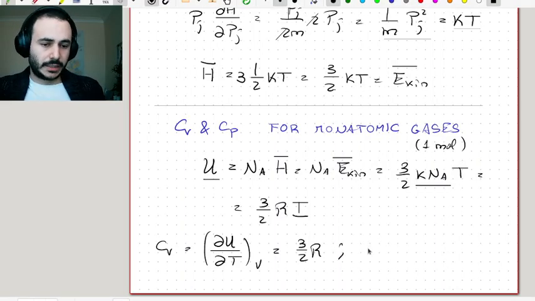And how do we calculate Cp? Well, remember Meyer's relation for an ideal gas, which has the simplest possible form: Cp equals Cv plus R.